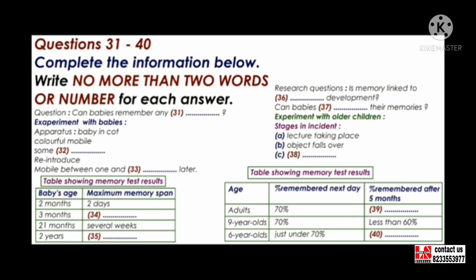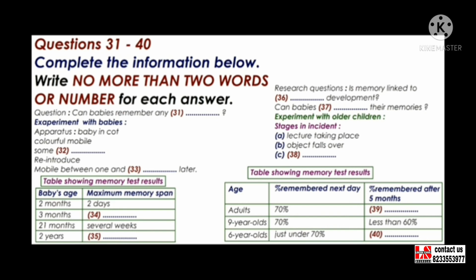In another experiment, several 6-year-olds, 9-year-olds, and adults were shown a staged incident. In other words, they all watched what they thought was a natural sequence of events. The incident went like this. A lecture, which they were listening to, was suddenly interrupted by something accidentally overturning. In this case, it was a slide projector. To add a third stage and make the recall more demanding, this accident was then followed by an argument.